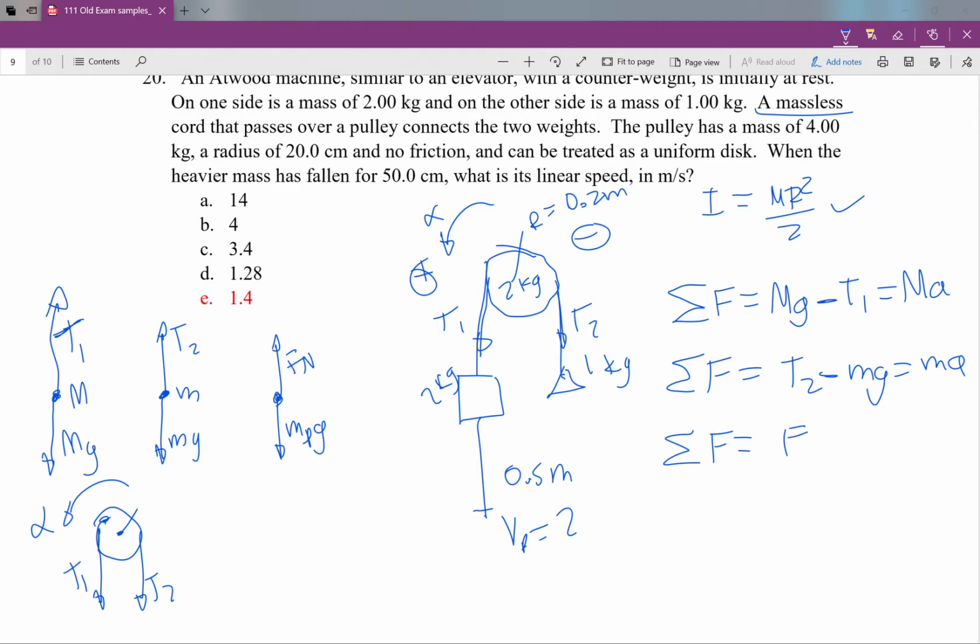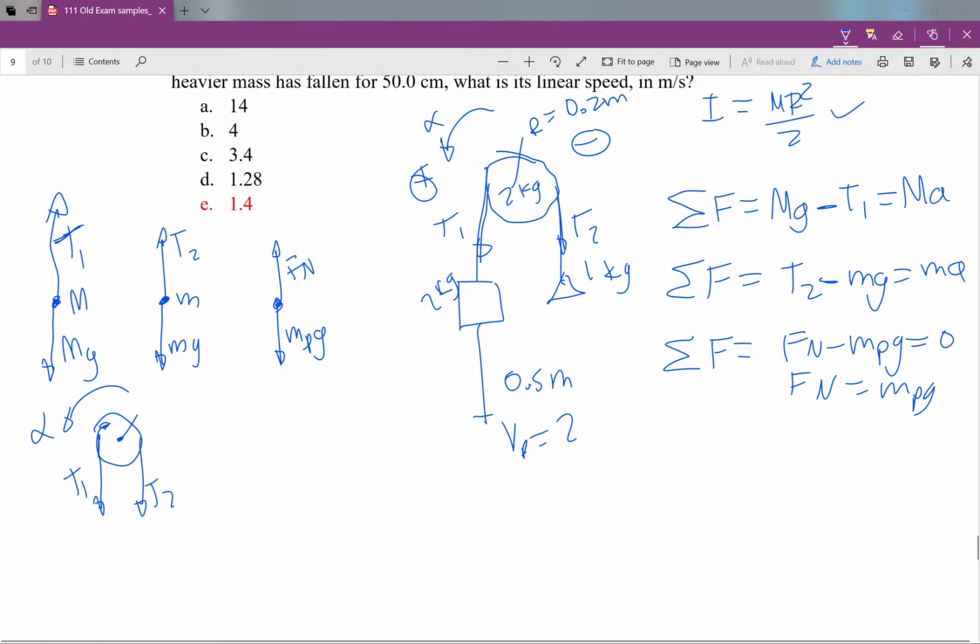And the third one, the sum of the forces for the pulley, is just Fn minus mpg equals 0. So that's kind of irrelevant. Fn equals mpg. We don't really need that information, but that's just there. And finally, the sum of the torques equals r cross F. In this case, we have two forces, T1 and T2. T1 is in the positive direction of rotation, so we have T1 times the radius, minus T2 times the radius. All of that equals I alpha.